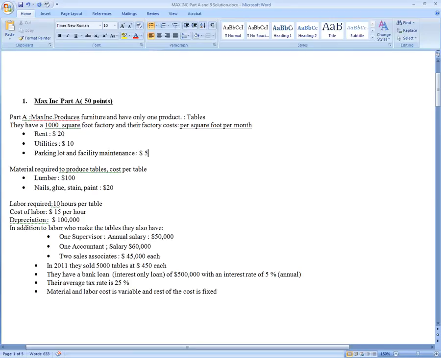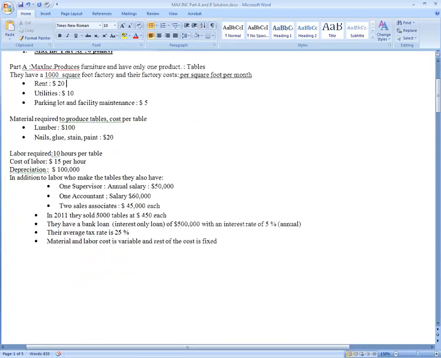So in order to know the annual cost, you would take $20 multiplied by 12 to get the cost per year, then per square foot, and there are 1,000 square feet. So your cost will be $20 times 12, because there are 12 months, and then you multiply by the number of square feet you are using, which is 1,000. Do the same thing with the other ones.